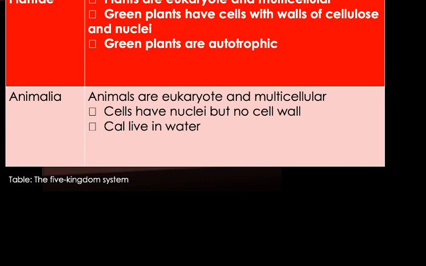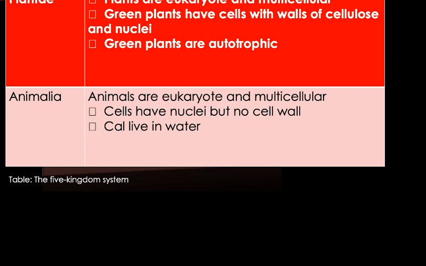And then we have kingdom Plantae, with plants that are eukaryotes and also multicellular. So the green plants have cells with cell walls of cellulose and nuclei. So the species of this kingdom are autotrophic, so they are able to produce their own food, obviously because it's a plant with the presence of chlorophyll, which is a green pigment which enables them to produce their own food efficiently.